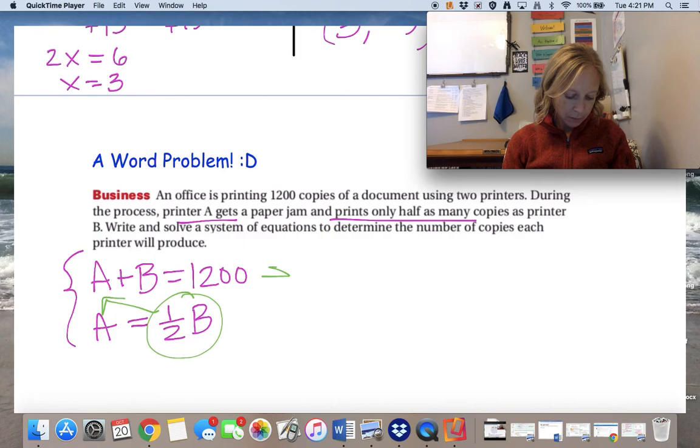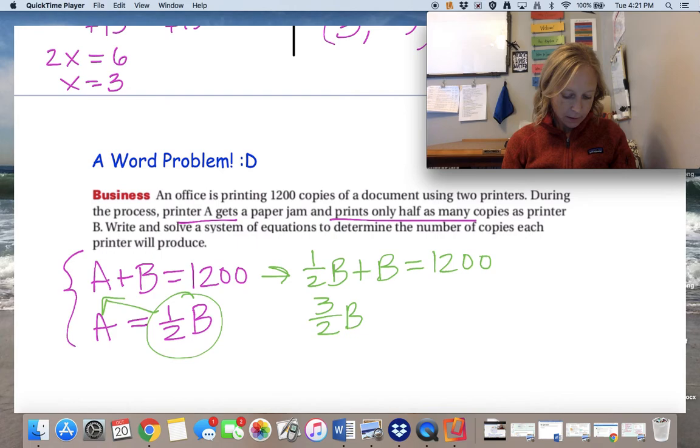So I'm going to rewrite this. 1/2 of b plus b equals 1,200. 1/2 plus 1 is 3/2 b equals 1,200. Remember, we have to use that multiplicative inverse of 2/3. Multiply each side by 2/3. Multiply by the reciprocal, and then we'll know what b is equal to.